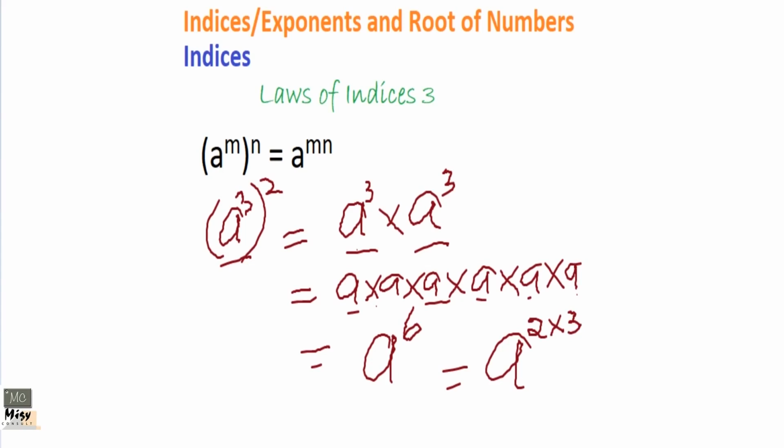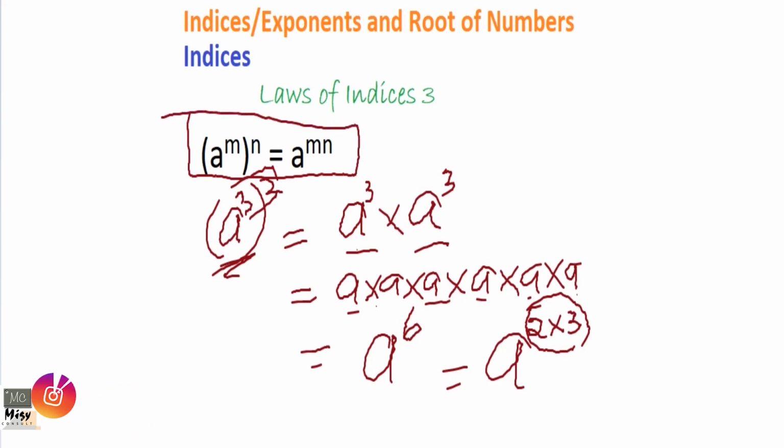It doesn't matter. So you see that all you are doing is, when you have something like this, you are multiplying the exponents on top there. So this is what it means. That is why we have this law. Do not memorize. I hope it is clear, because 2 times 3 gives you the 6 here.